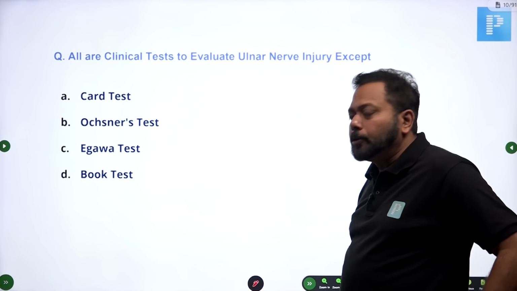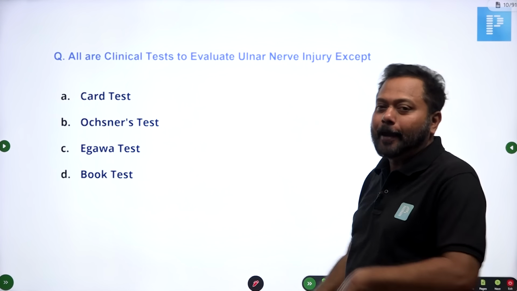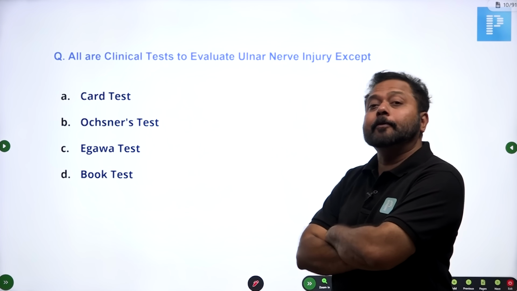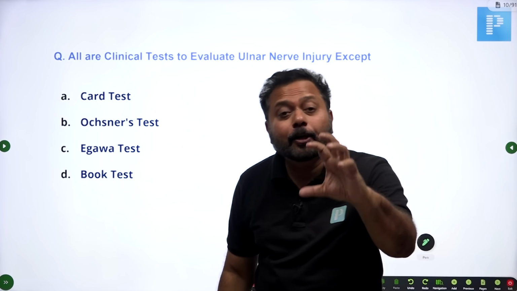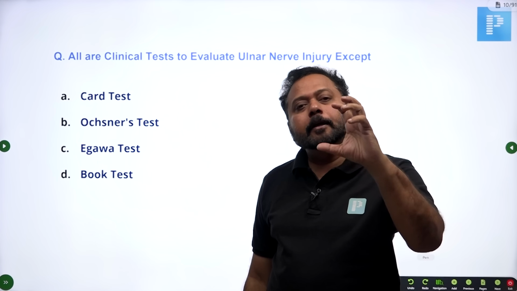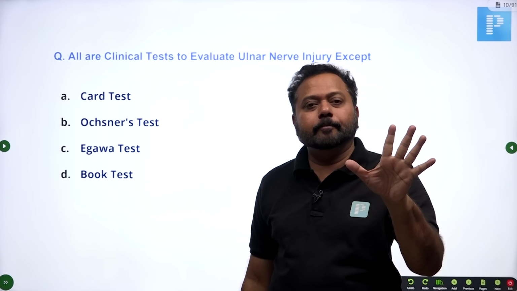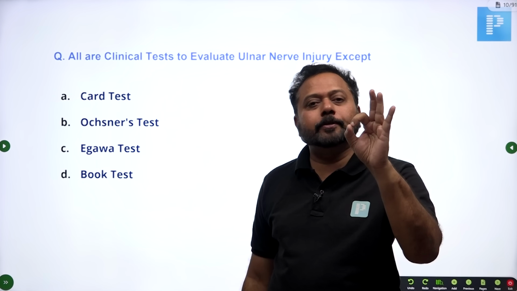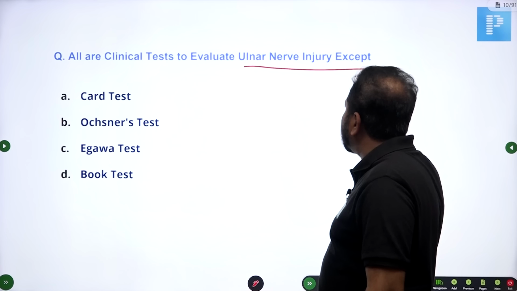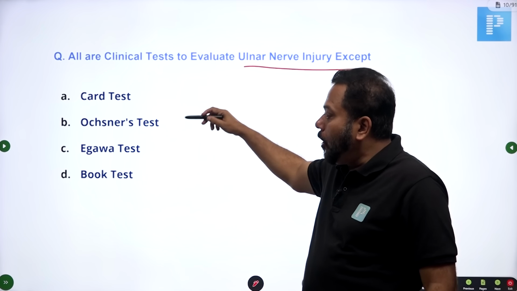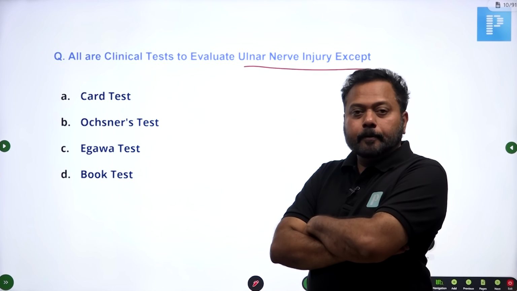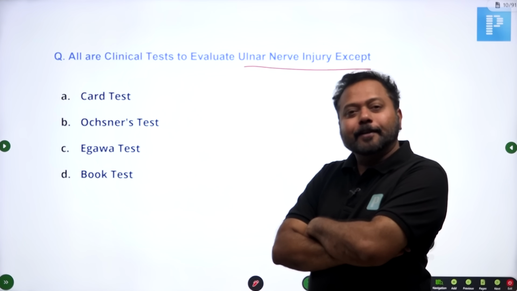Okay, we will move on to the next question. Radial nerve injury and ulnar nerve injury are commonly asked nerve injuries in FMGE, so we can expect a question for sure. All are clinical tests to evaluate ulnar nerve injury except: cord test, Oshner's test, Egawa test, book test. By this time, you would have guessed the answer.